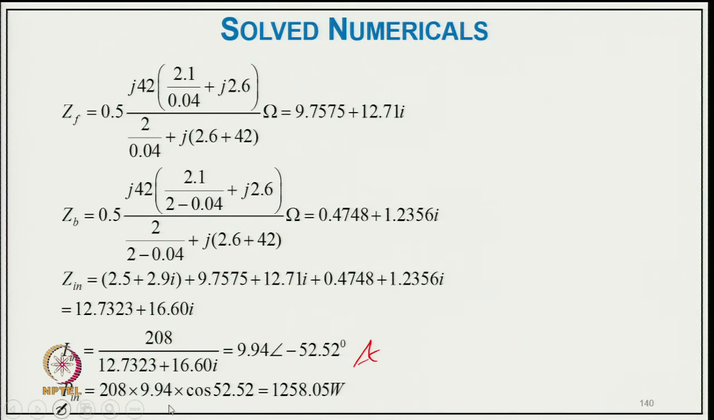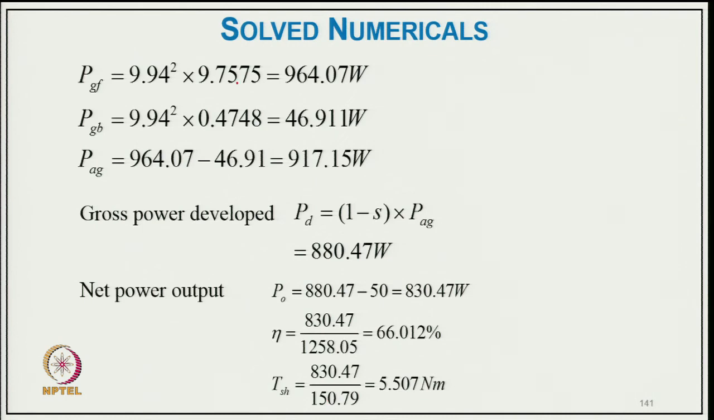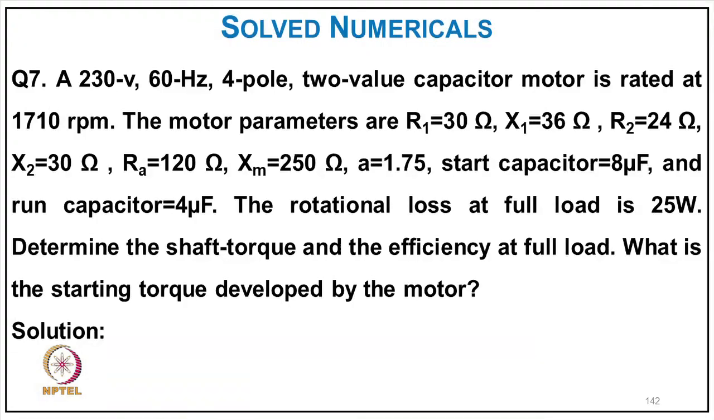And P in is VI cos phi, that comes 1258.05 watt, and PGF will be I square RF, that is 964.07 watt. PGB will be I square RB, that is 46.99 watt, and PAG will be PGF minus PGB, that comes 917 watt, and gross power developed, PD equal to (1 minus S) times PAG, that is 880 watt, and net output power, PD minus the losses, 830.47. Efficiency is P out upon P in, that comes 66.012, and T shaft will be P output upon speed, that is 5.507 Newton meter.